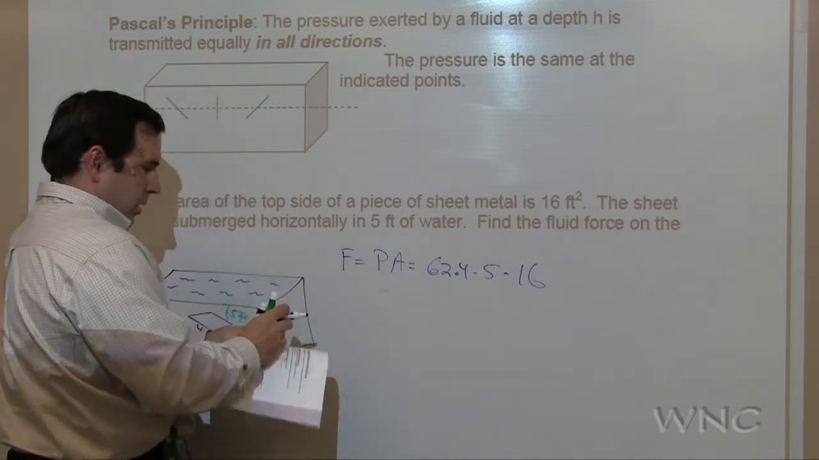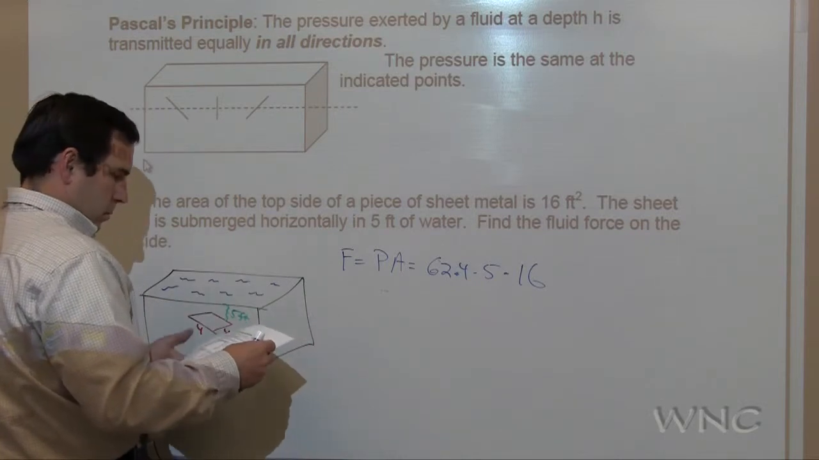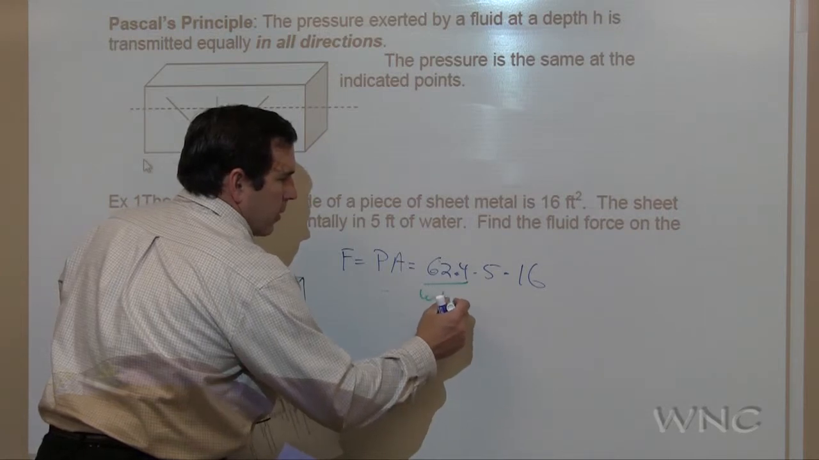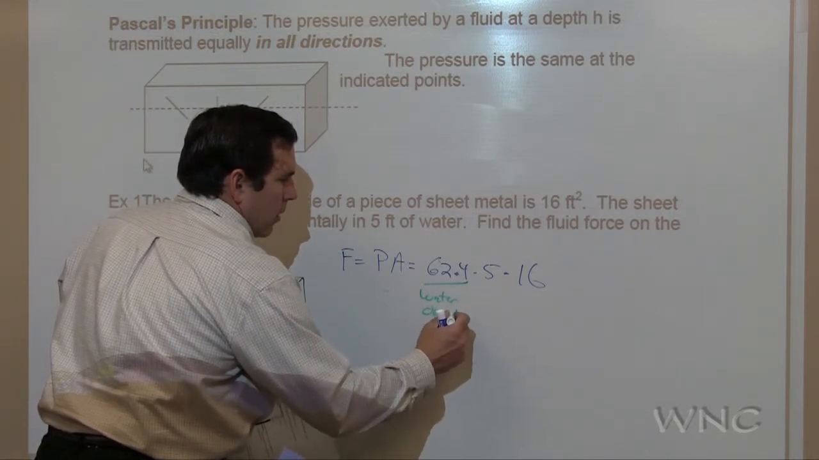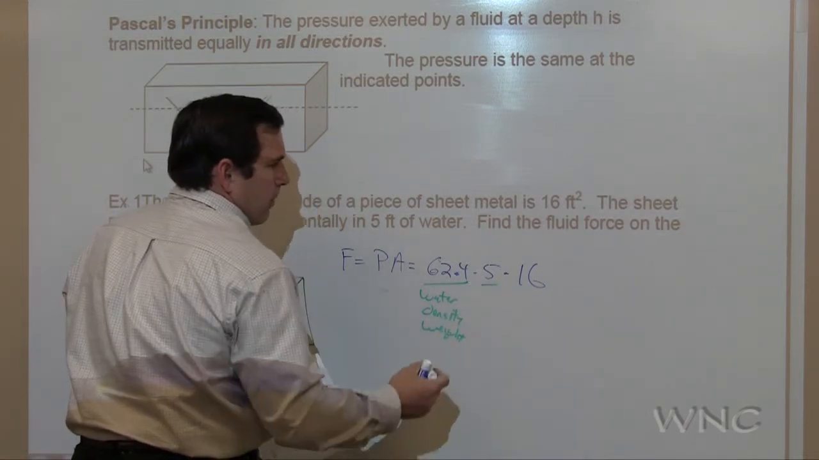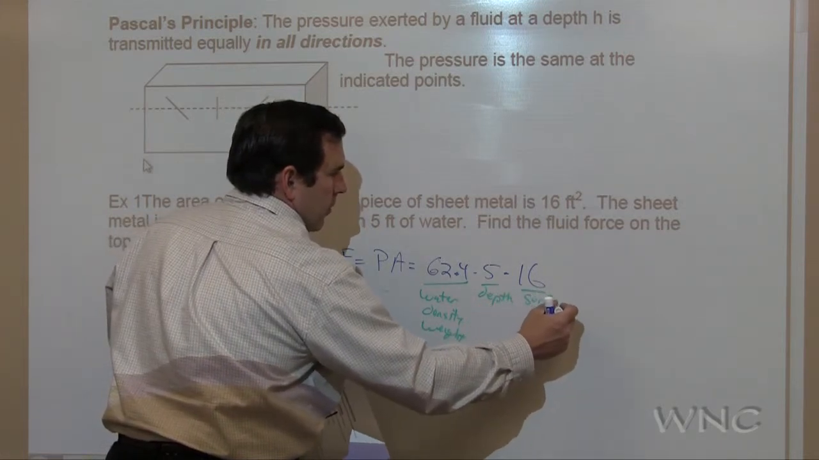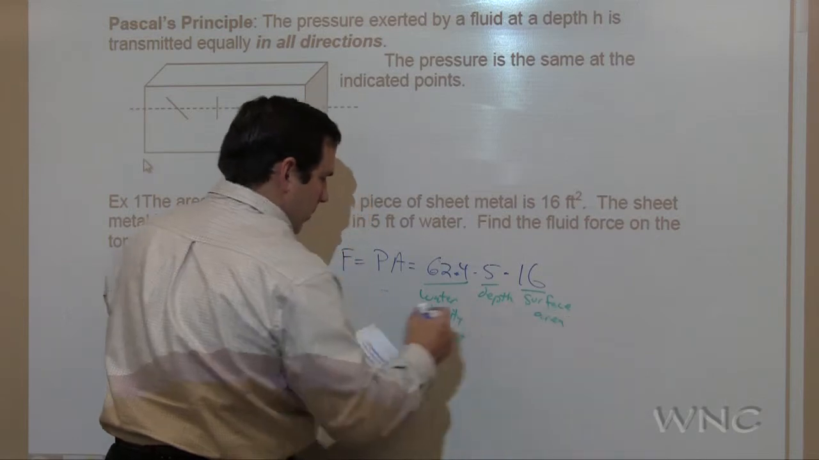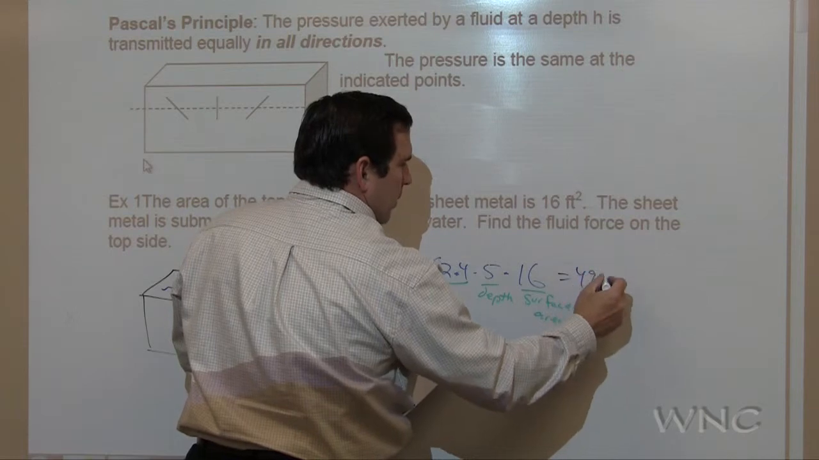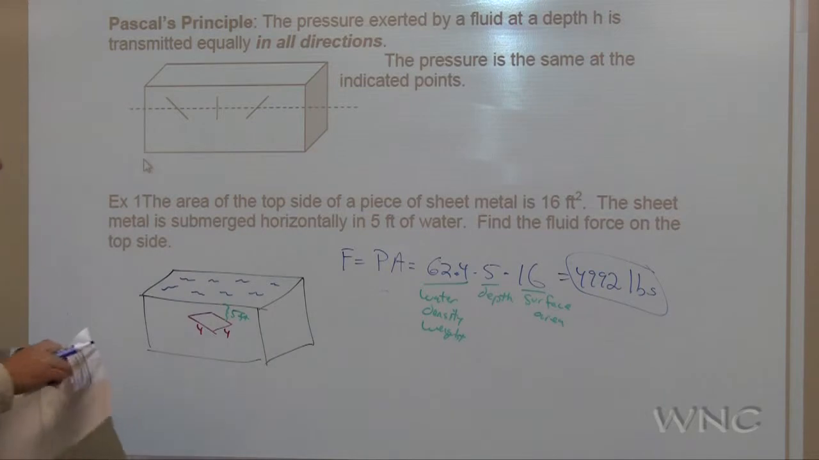So we have 3 components here: water weight density, depth, surface area. This comes out to be 4,992 pounds of force on this 16 square foot piece of sheet metal.